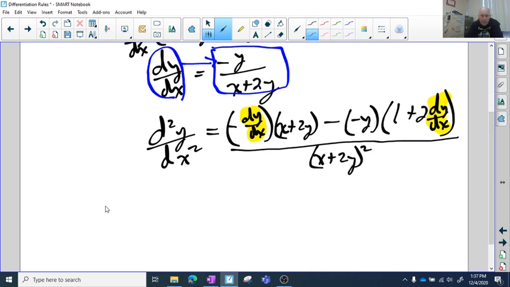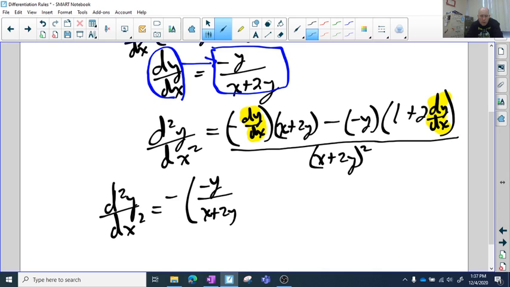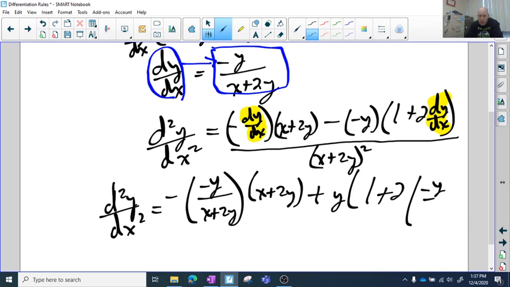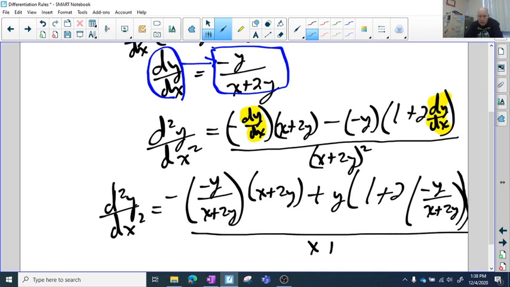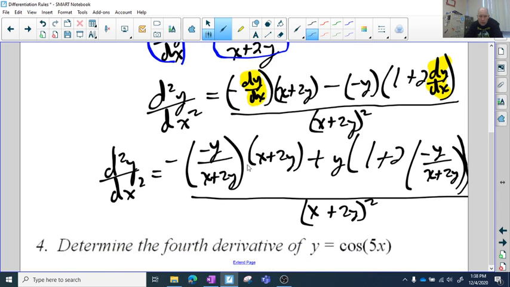So d2y over dx2 will now take on this appearance. It's going to be negative y over x plus 2y, multiplied onto x plus 2y, minus, let's make that a plus y, 1 plus 2 times negative y over x plus 2y. Hopefully you see what I'm doing. Anything I highlighted, I replace it with what dy/dx was equal to. And this would be all over x plus 2y squared. Now there would be lots of simplifying you could do. I'm not going to get into that, but certainly this would cross this out, and over here when you distribute, you could simplify it a little bit.